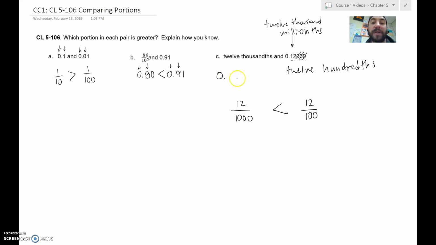So that was the ones place, tenths, hundredths, thousandths. And if you've got 12, I'm trying to put 12 in the thousandths place. You can't, so it's going to spill on over and be 12 like that. So this is 12 thousandths. This is 12 hundredths, and 12 hundredths is larger.